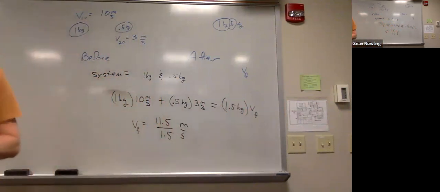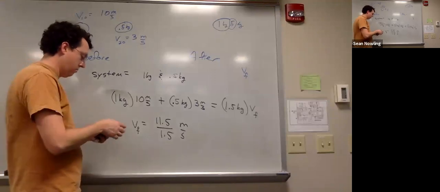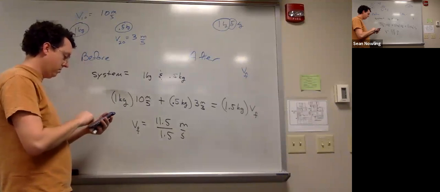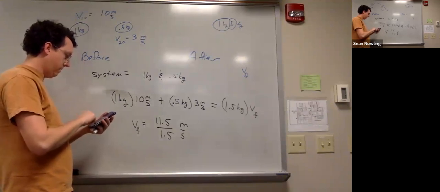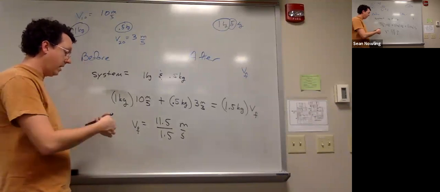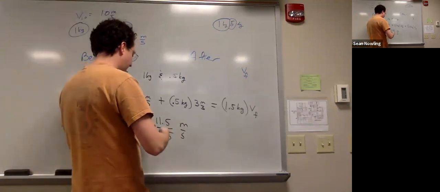I can use my calculator here, use my phone. Oh dear, come on. So I have 11.5 divided by 1.5, and I get 7.66666.